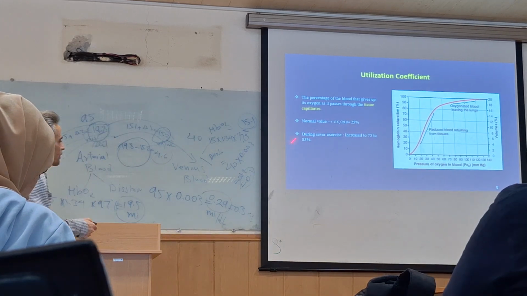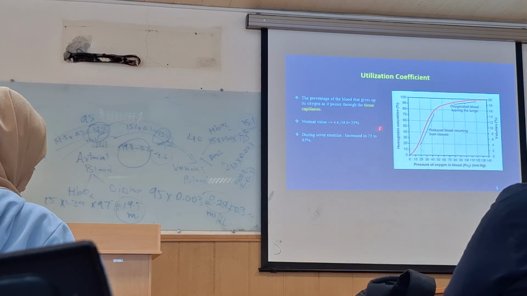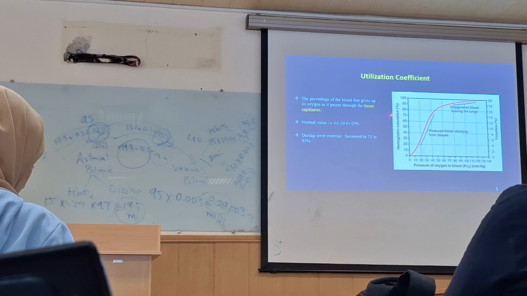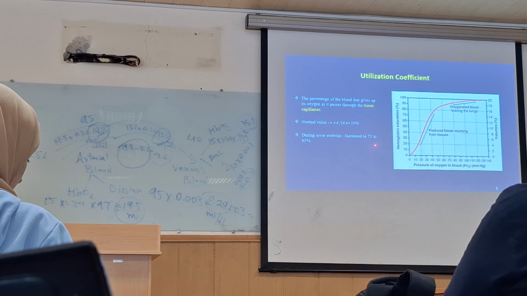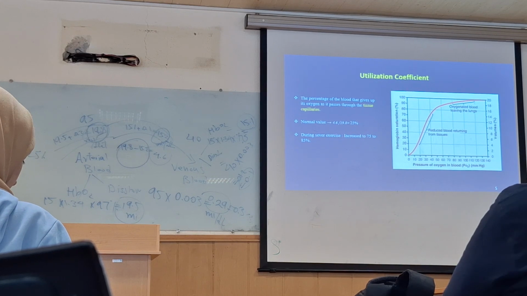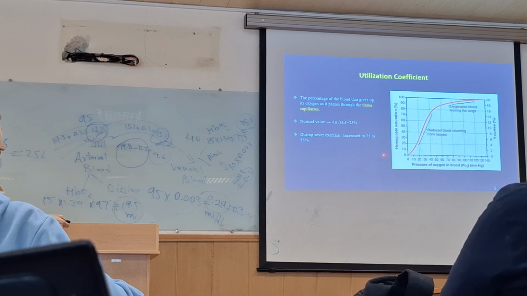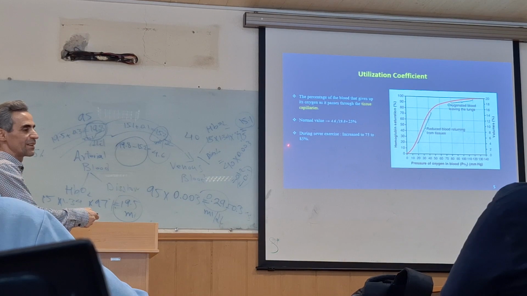But during severe exercise, you can see that this value, the utilization coefficient, increases to large values, such as 75 to 85%.